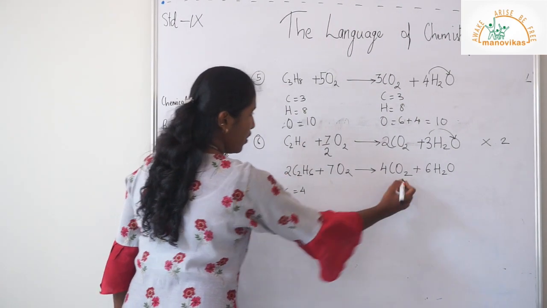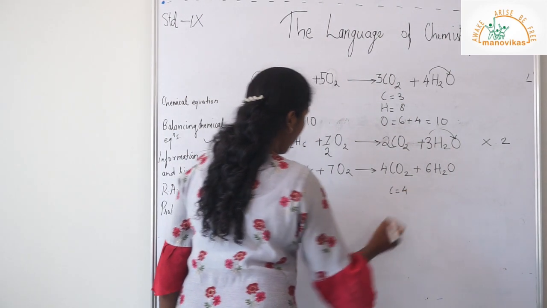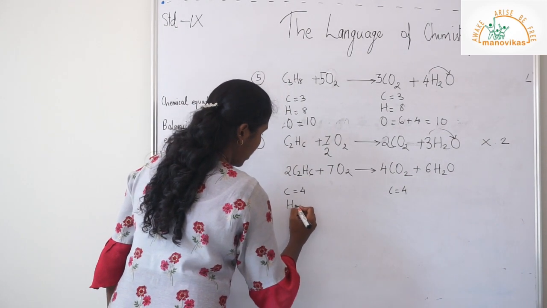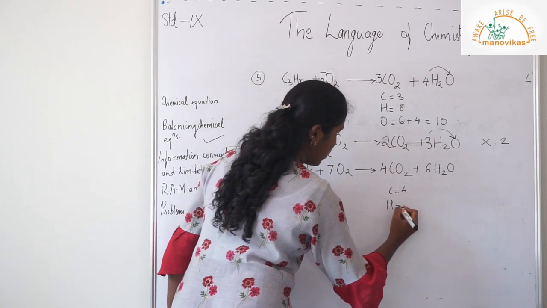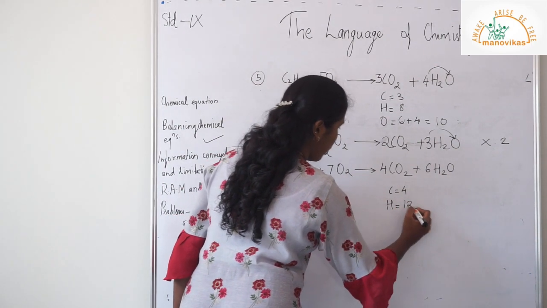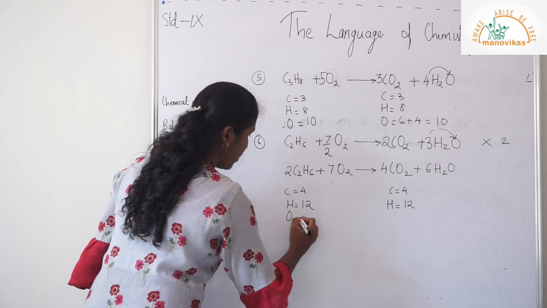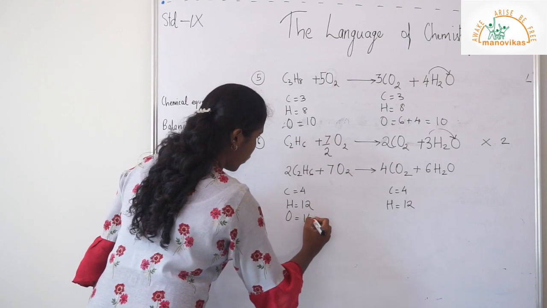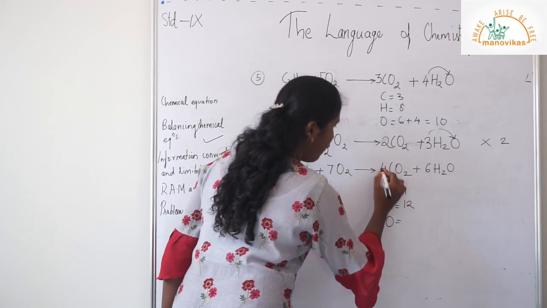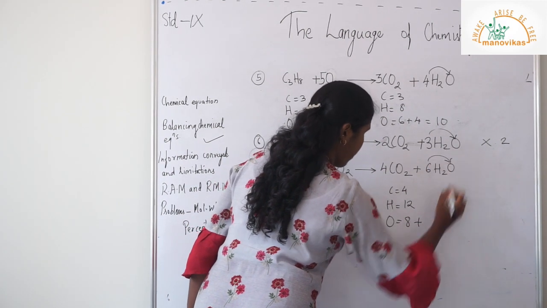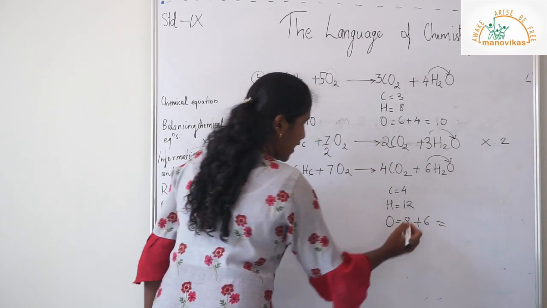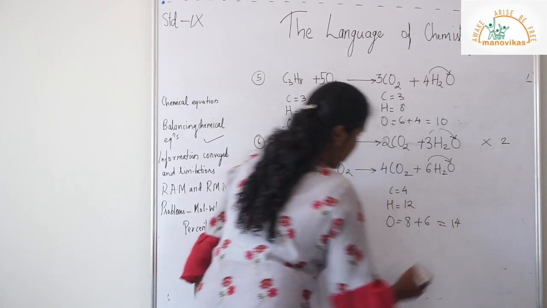Let's check if it is balanced. Carbon is 4. On the right hand side it is 4. Hydrogen, 6 twos are 12. Your hydrogen, 6 twos are 12. Oxygen, 7 twos are 14 and your oxygen, 4 twos are 8 plus the 6, which will be 6 plus 8 is 14.